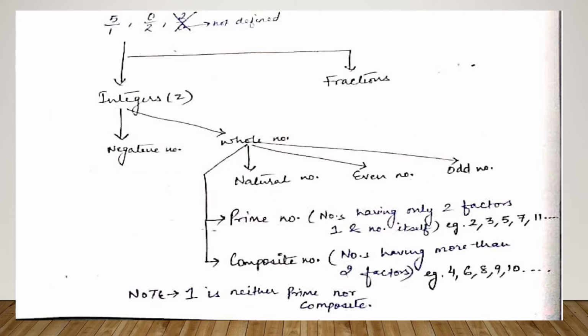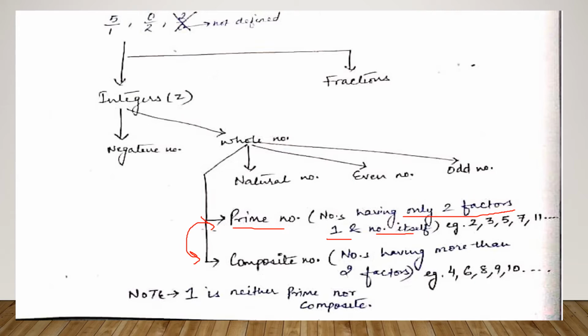Apart from natural numbers, even numbers and odd numbers, we have two more types known as prime numbers and composite numbers. This is a normal revision of the concept that we have learned in the last classes. What are prime numbers? Prime numbers are those numbers which have only two factors. Factors are the numbers which can divide a number. So the two factors are 1 and the number itself.